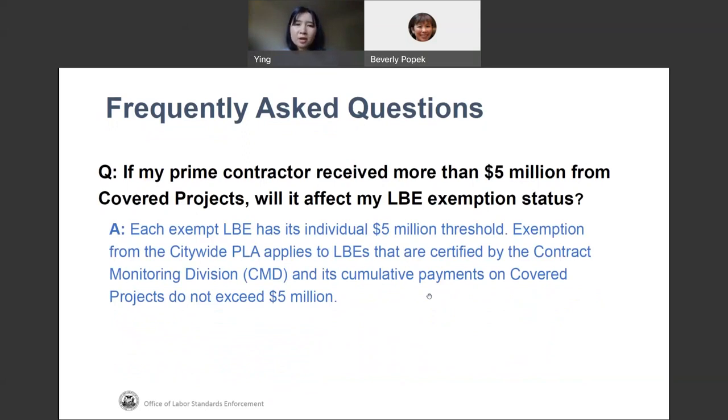If my prime contractor received more than $5 million from covered projects, will it affect my LBE exemption status? The answer is each exempt LBE has its individual $5 million threshold. Exemption from the citywide PLA applies to LBEs that are certified by the Contract Monitoring Division, which is CMD, and its accumulated payments on covered projects do not exceed the $5 million.